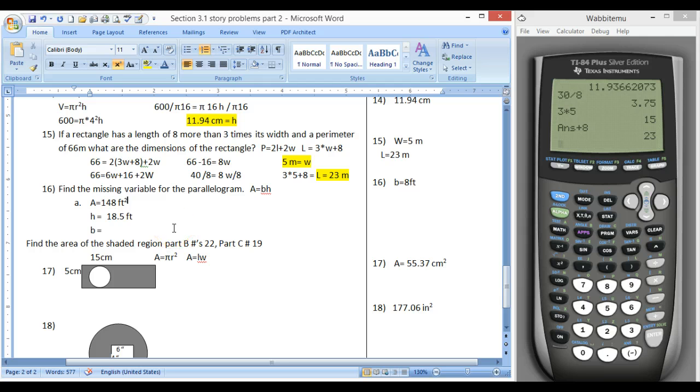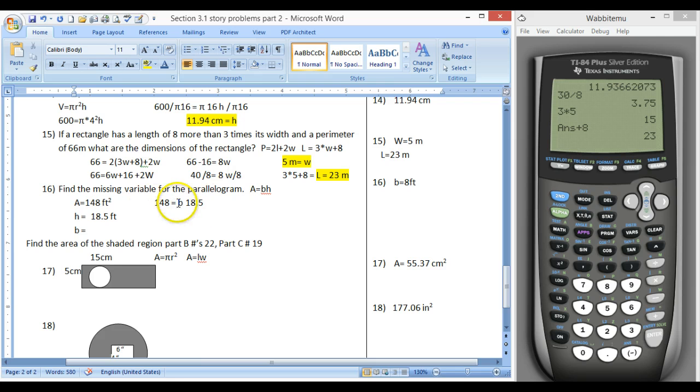Let's move on to number 16. Find the missing variable for a parallelogram. I was given the area, and I need to get rid of that. The area is 148 feet squared, and I was given the height of 18.5 feet. So the missing variable here is the base. And I've given us the formula for finding area of a parallelogram. And so I'm going to substitute what I know in. The area is 148. I don't know the base, but I do know the height is 18.5.